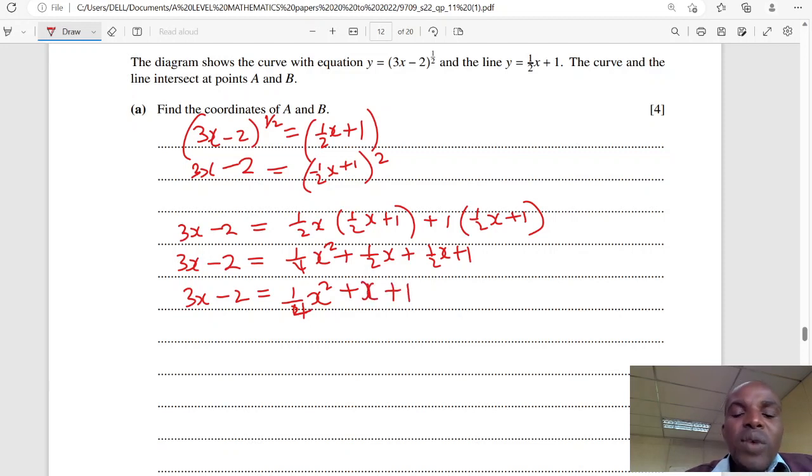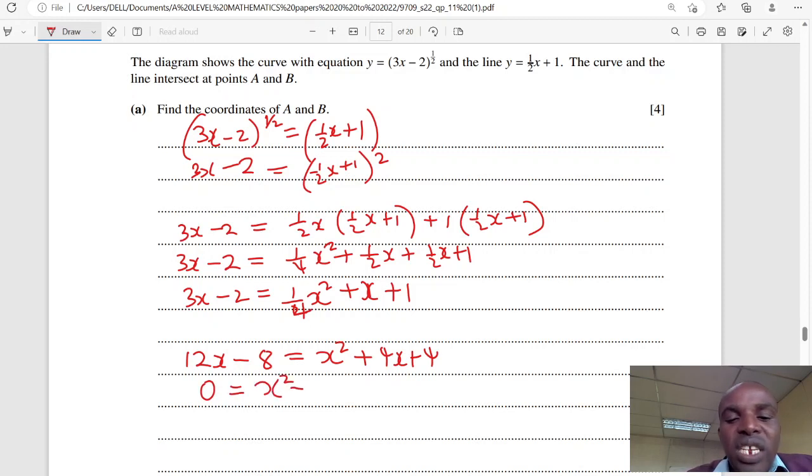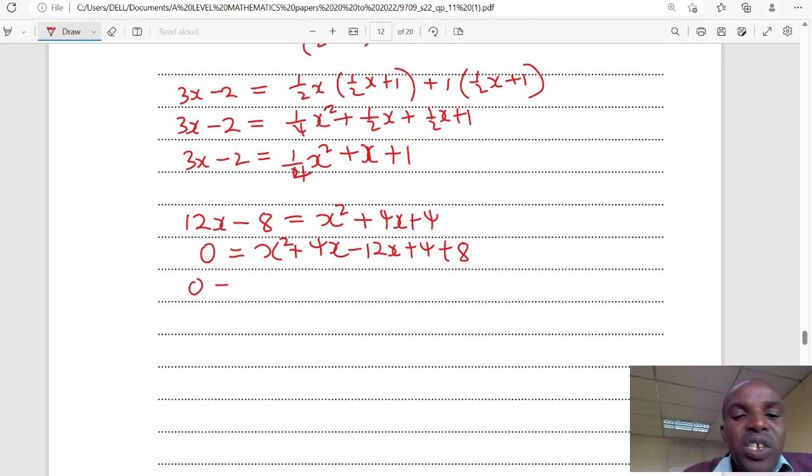Then plus 1. Multiply everything by 4 to get rid of the denominator 4. It will be 12x minus 8 is equal to x squared plus 4x plus 4. Then expressed as a quadratic, it's better to put everything to the right side of the equal sign. So minus 12x, plus 4x, then plus 4, then plus 8. Then it will be 0 is equal to x squared minus 8x plus 12.